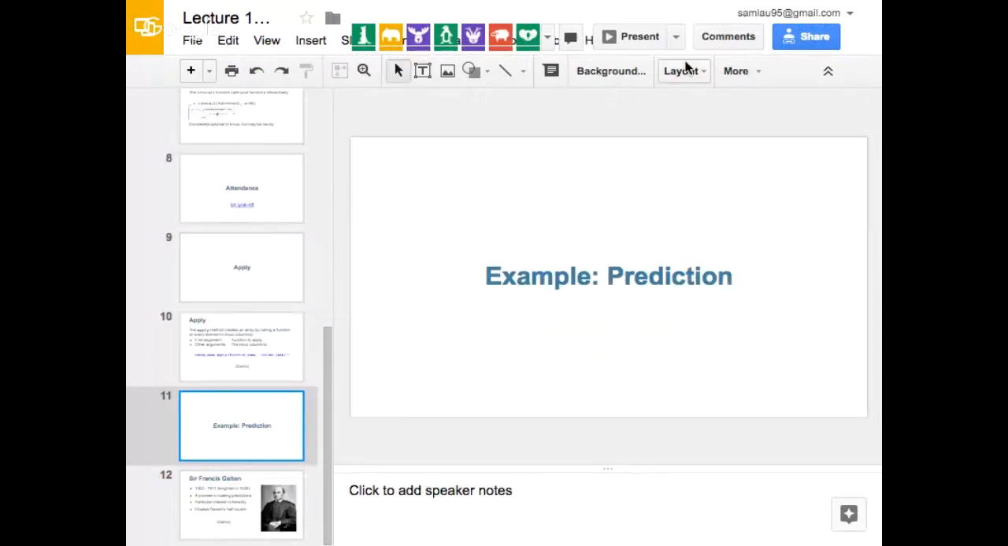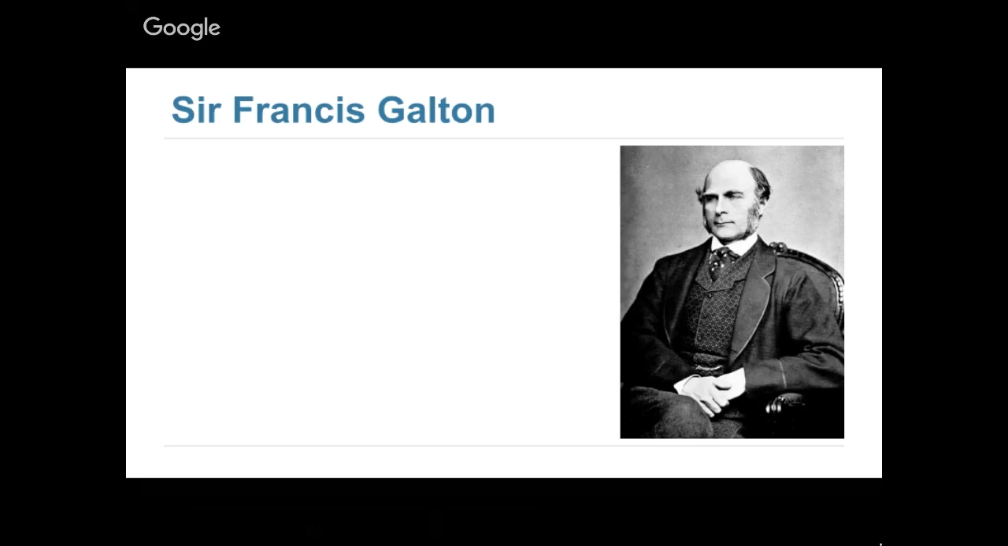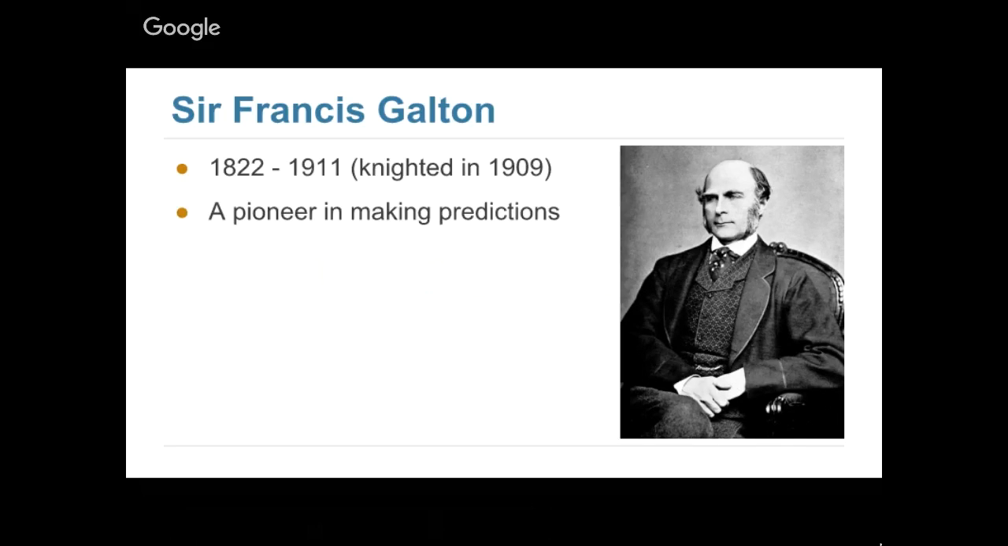Cool. So that's apply. Let's go through an example. The example that I'm going to go through today is probably the first example that we've done in this class of prediction. There's this guy named Sir Francis Galton. He's kind of strange. I'll talk more about why he's strange later. But basically, he was alive from the early 1800s till the early 1900s. He was one of the first people to say, maybe I can take some data that I had before and use it to make some predictions about the future.